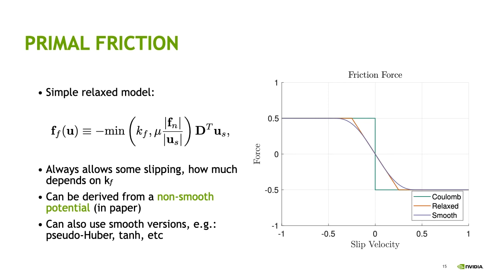And we relax this by replacing it with a step function where the slope around the origin is controlled by a parameter kf. Essentially this controls how much slip we allow, because now there's always some residual slip, even though there are no frictional forces unless there's some tangential slip. So this can be derived from a non-smooth potential that we give in the paper, but we can also smooth this using some other smooth potentials, such as a pseudo-Huber norm, or something like tanh can also be used.